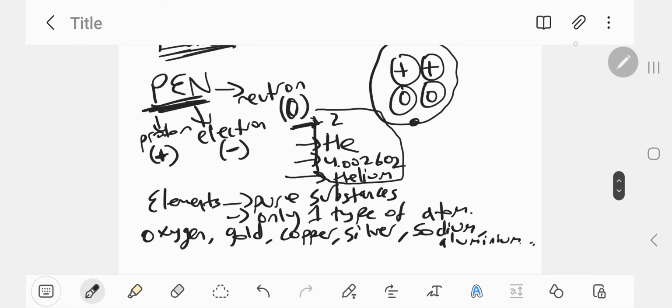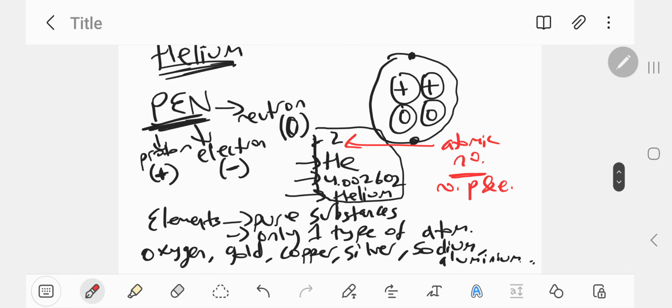So no pressure. So the atomic number at the top, the 2, I'll try and use a different color, it's getting a bit messy. That's the atomic number. The atomic number tells you the number of protons and electrons. So helium has an atomic number of 2. It's got 2 protons and 2 electrons.